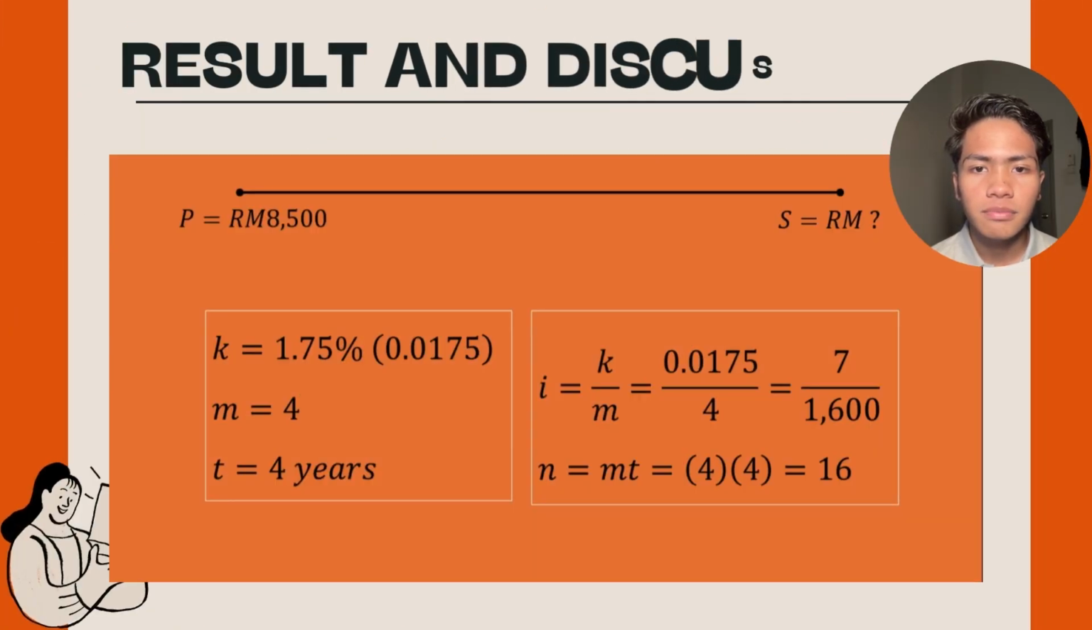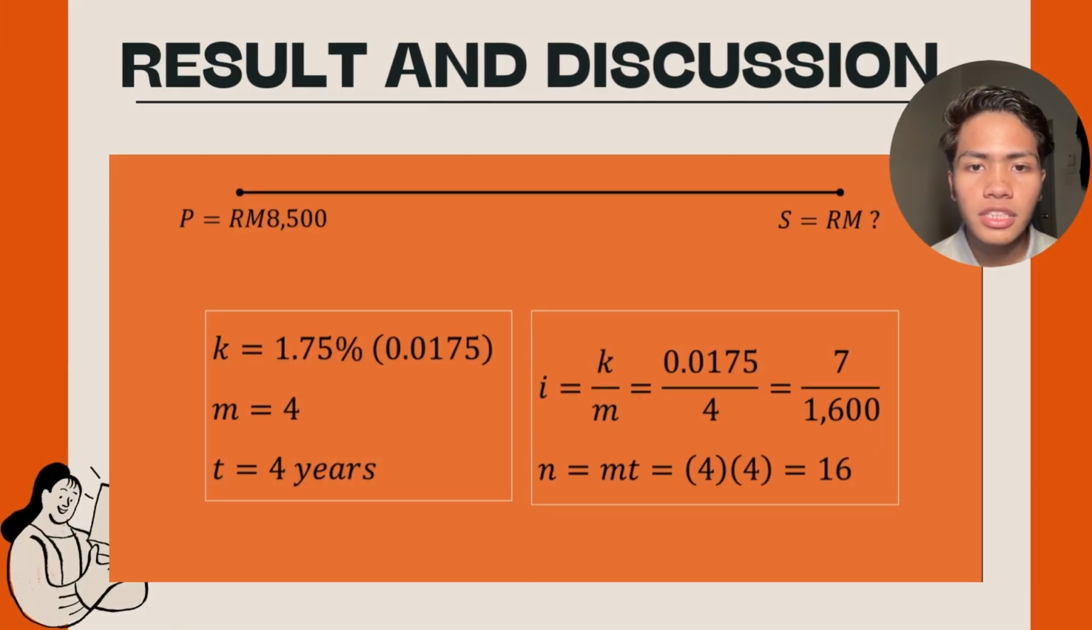Result and discussion from the problem statement. The information given is the principal amount or P, which is equal to 8,500 ringgit, and the nominal annual rate or K, which is equal to 1.75% or 0.0175. The frequency of conversion or M is equal to 4, which is every 3 months, and the timeline or T is equal to 4 years. The periodic interest rate or I is equal to K over M, which is 0.0175 over 4, equals to 7 over 1,600. The number of interest period or N is equal to M times T, which is 4 times 4 equal to 16.